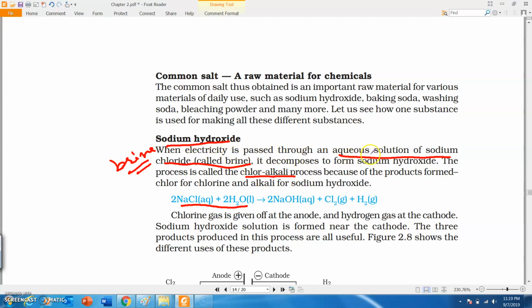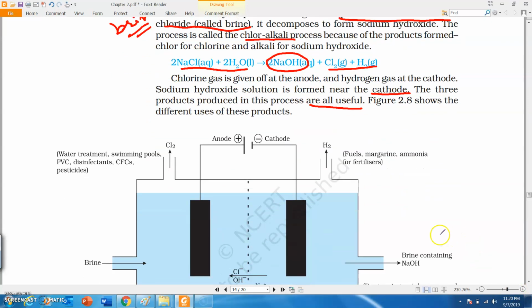When electricity is passed through an aqueous solution of sodium chloride, that is the brine solution, which contains water, what happens? Sodium hydroxide, chlorine and hydrogen gas are produced. Chlorine gas is given off at the anode and hydrogen gas at the cathode. These two gases are liberated and sodium hydroxide solution is formed near the cathode. The three products produced in this reaction are very useful. All these are produced from sodium chloride: sodium hydroxide, chlorine and hydrogen.